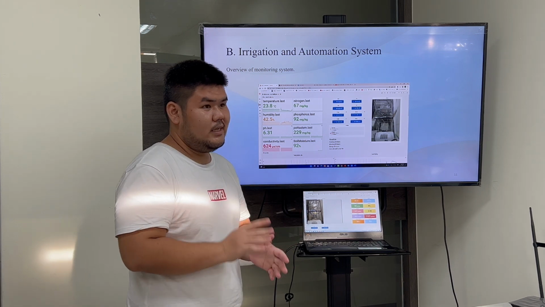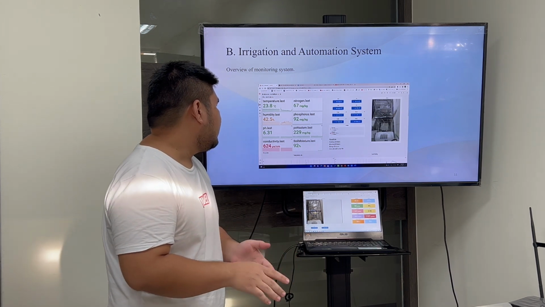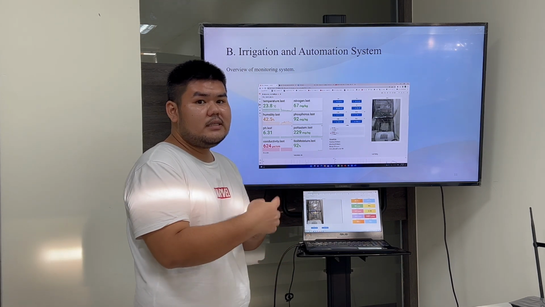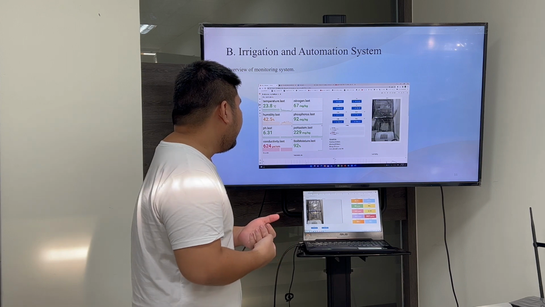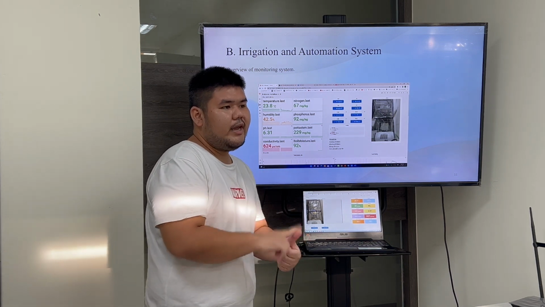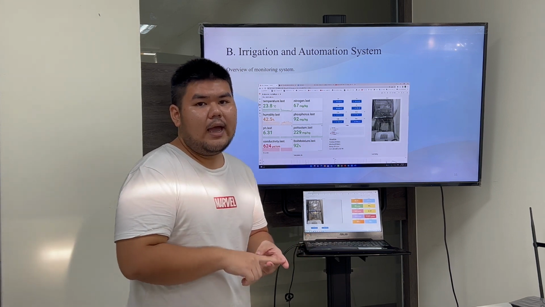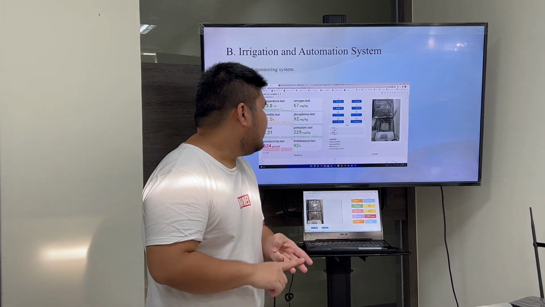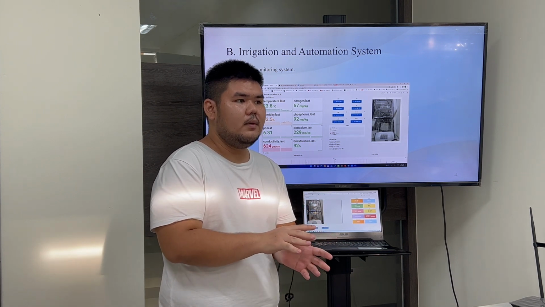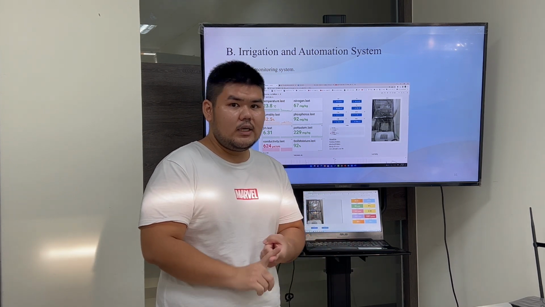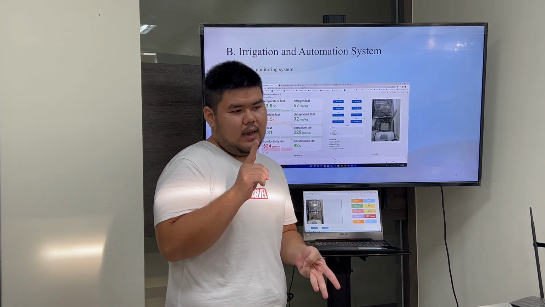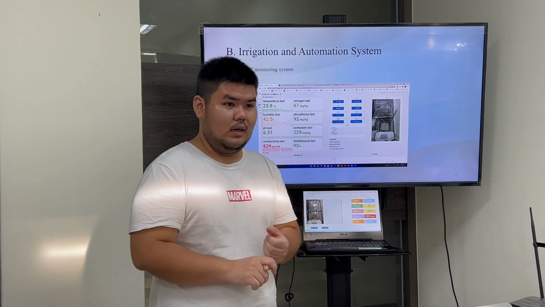For this one, it shows our overview of the monitoring system. On the left-hand side, you will see the real-time values from the sensors inside the greenhouse. The middle one is the buttons, which we use to control the fan, the light, the heater, and the water pump. The next one is the camera, which we use to observe whether the fan, the light, the heater, or the pump is working or not.